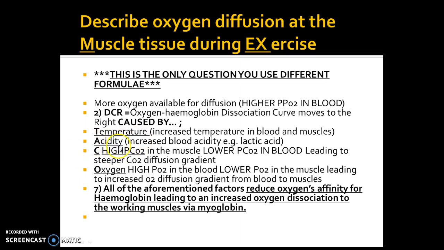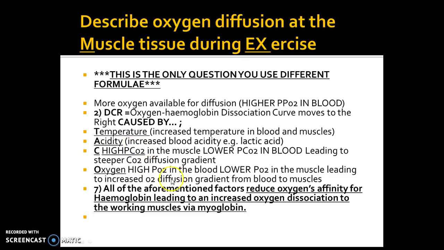The next thing that happens is when you're exercising, there's increased blood acidity. So for example, you'd have more lactic acid in your blood. Because of that more lactic acid being attached into the blood, it pushes the oxygen away from the hemoglobin and into the muscle cell.